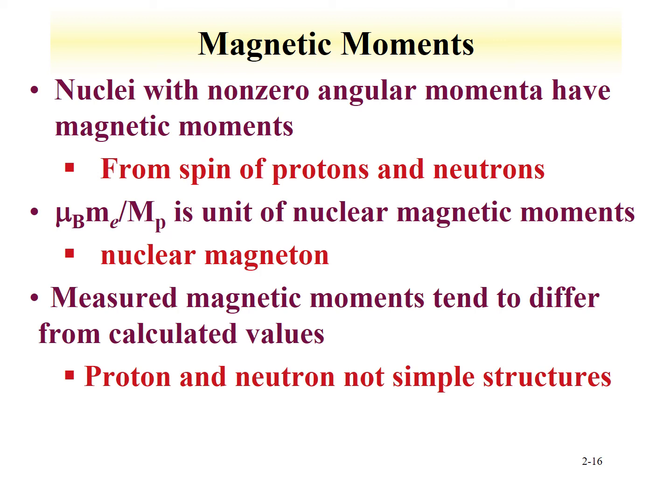Nuclei with non-zero angular momenta also have magnetic moments. And these are from the spins of the protons and the neutrons. From nuclear magnetic resonance, you're familiar with the term magneton. So it's basically the strength of this magnetic moment. These measured magnetic moments tend to differ from calculated values. And again, that indicates that protons and neutrons are not simple structures. So again, we're seeing this trend: you do a calculation, you measure something, they don't agree, and you come up with a reason that they don't agree.